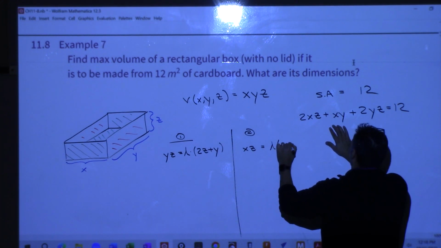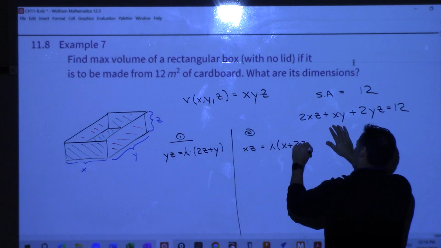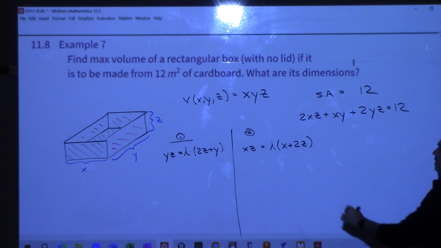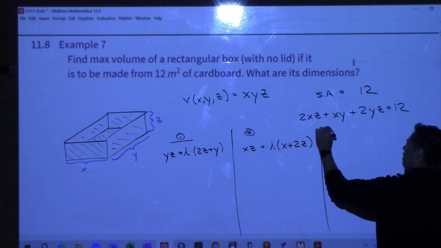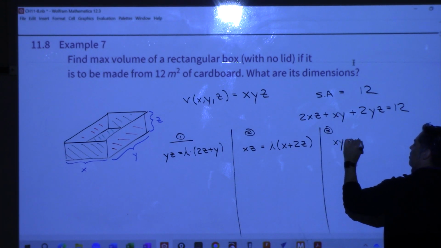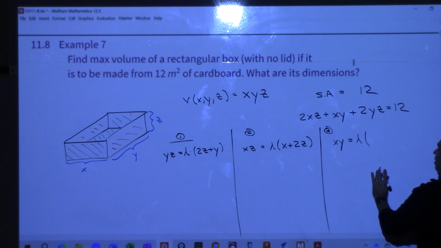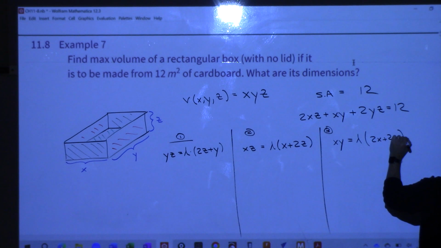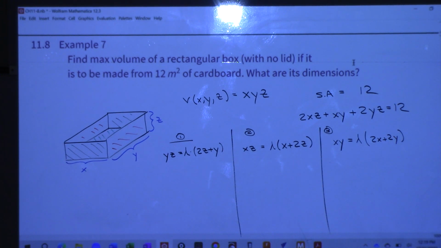Second equation, partial of this with respect to y, xz equals lambda and then x plus 2z, right? Is that what you said? That's the derivative of this with respect to y. Third equation, xy equals lambda. Now differentiating with respect to z, 2x plus 2y. And then our fourth equation is a constraint, isn't it? Fourth equation is that one.